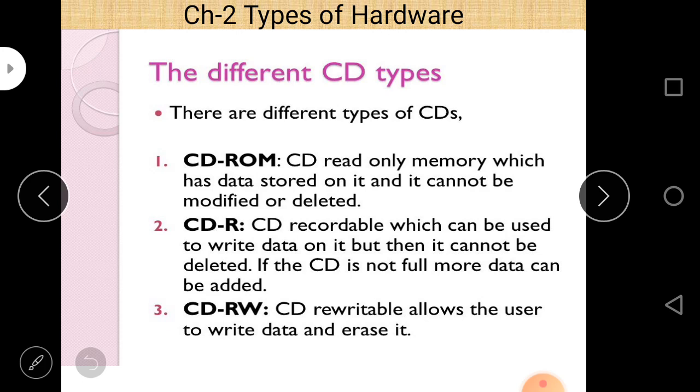Next is CDRW, which means CD rewritable. CD rewritable allows us to write data and erase it. So you can read and write data any number of times. That's why it is called CD rewritable.